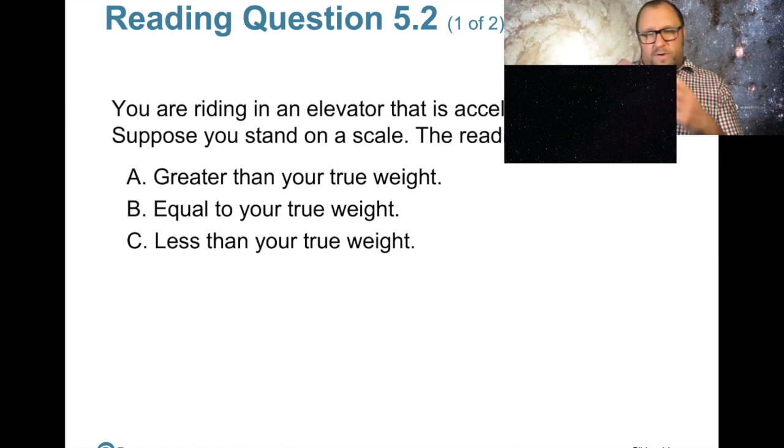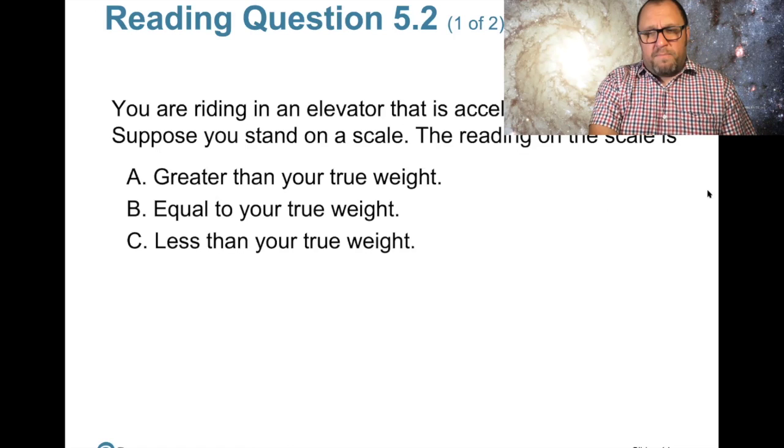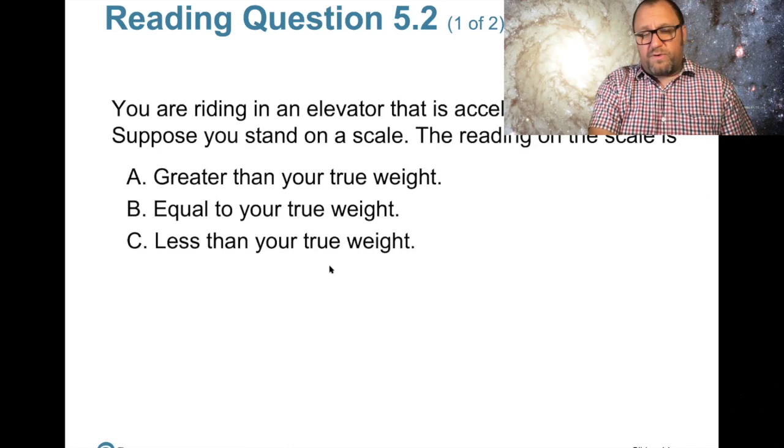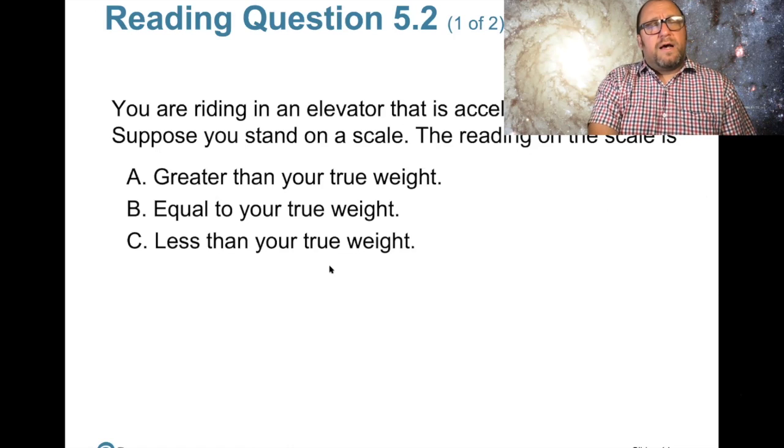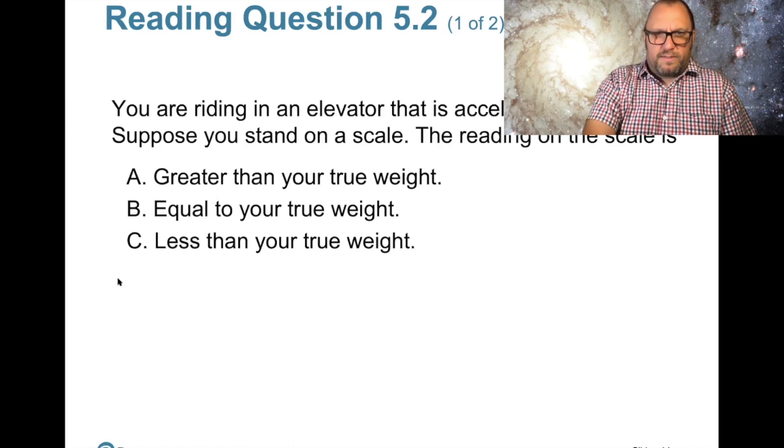And the plane that they go on to train astronauts is called the Vomit Comet, because it goes up really high and then it will drop almost straight down. And so you get a couple minutes of weightlessness, and many people report that this is a very uncomfortable feeling. So if you are a person that gets motion sick, then being an astronaut may not be for you. So what is the answer to this question? The reading on the scale is going to be greater than your true weight.